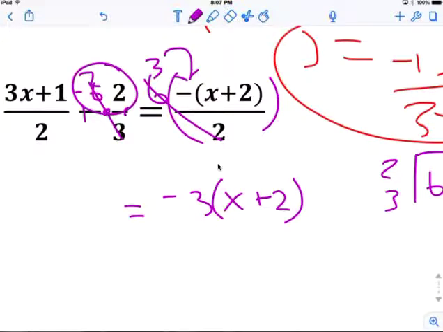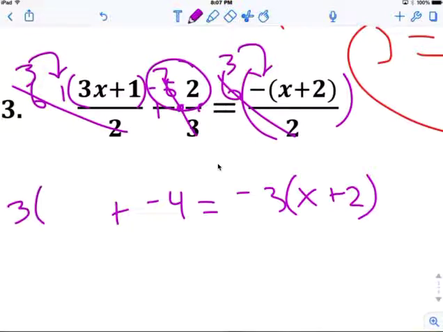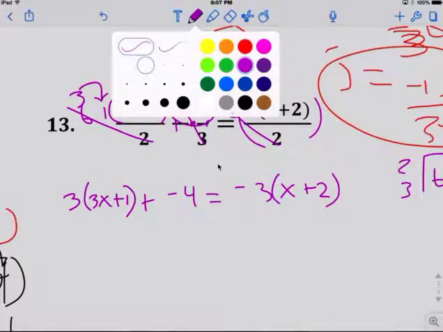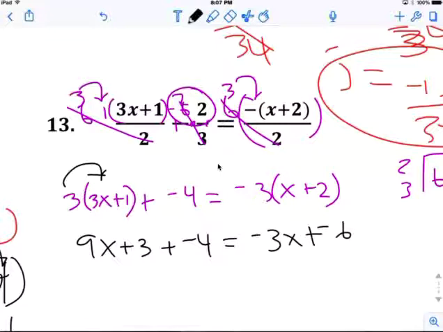So negative 4. Times this by 6. 3. 3 goes here because it's 3 times 1 is 3. 3x plus 1. Like that. Okay? Distribute, you get 9x plus 3 plus negative 4 equals negative 3x plus negative 6. Combine these, you get negative 1.